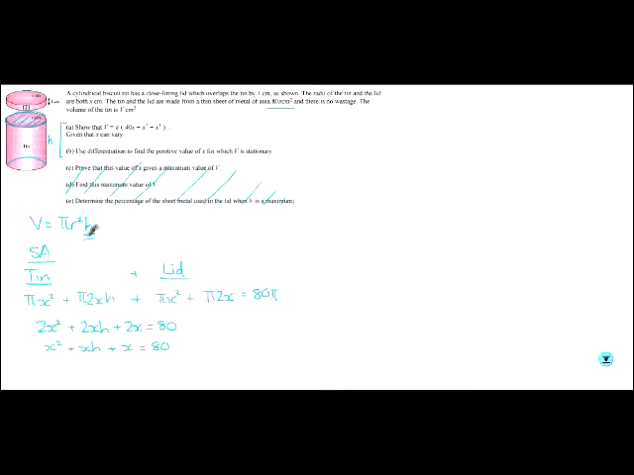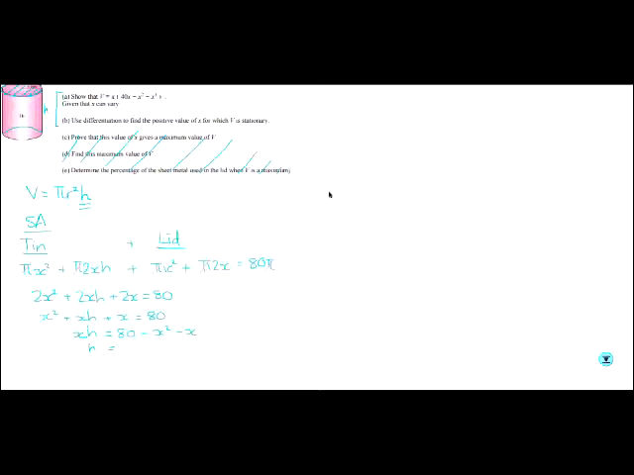Now we wanted an expression for h, so let's get that on its own. So here's the term with it. Let's get everything else on the other side. So we're going to have 80 minus an x squared minus an x. Now, to get this on its own, I have to divide by x. So that's going to be 80 over x. Now, x squared divided by an x, well, that's just an x. And x divided by x, well, that's just a 1. So there we have it.